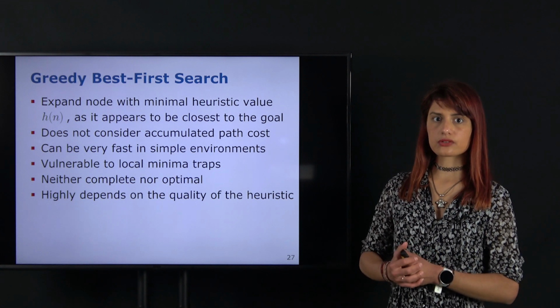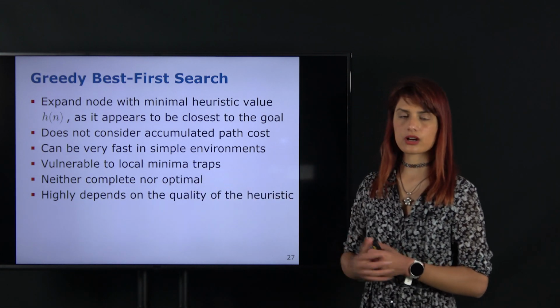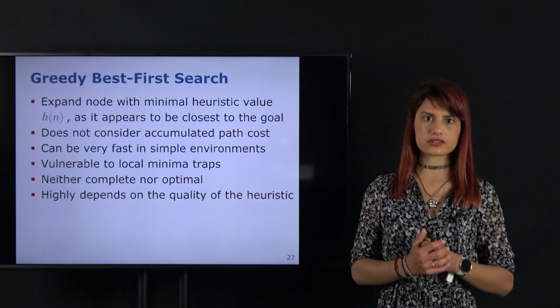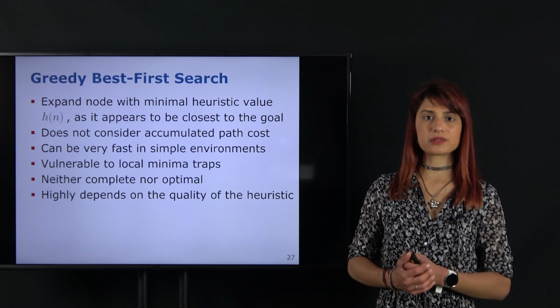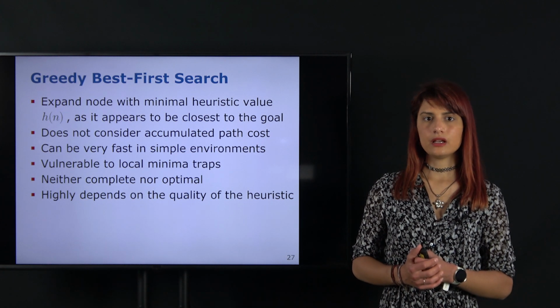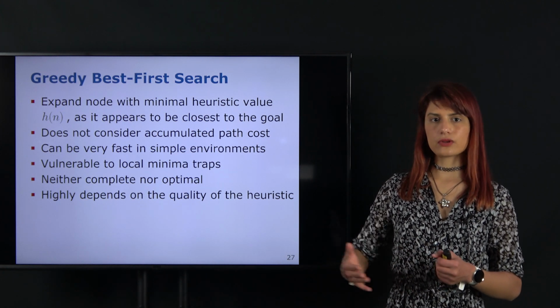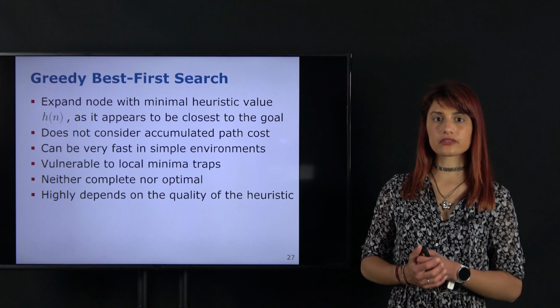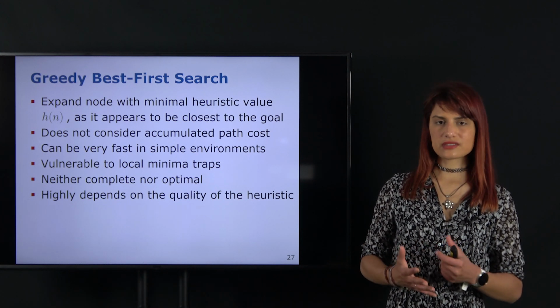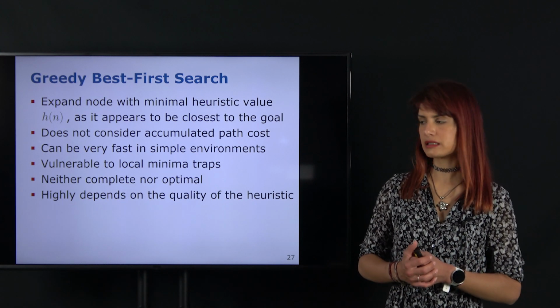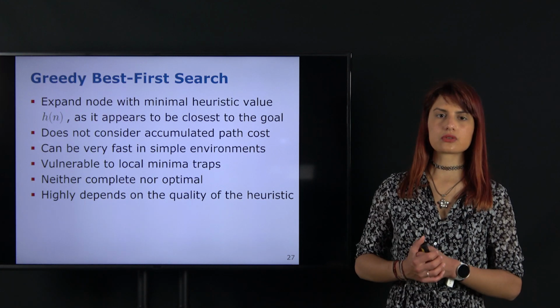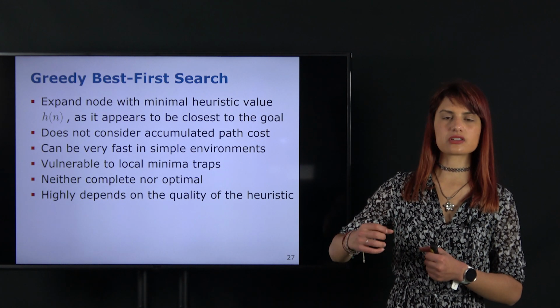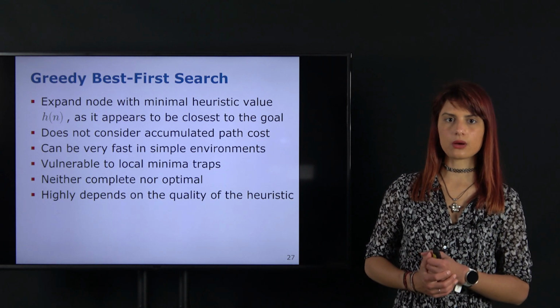So although this algorithm can be very fast in simple environments and makes big steps towards the goal, it is also vulnerable to getting trapped in local minima. This can happen, for example, if we have an obstacle right in front of the goal. And unless we have a sort of mechanism in escaping this local minima situation, the robot will get stuck there because it won't be able to advance due to the obstacle.